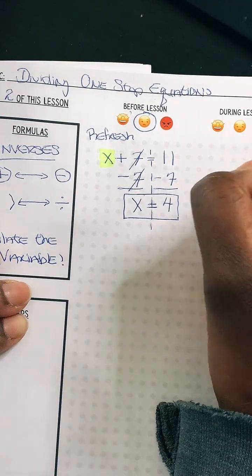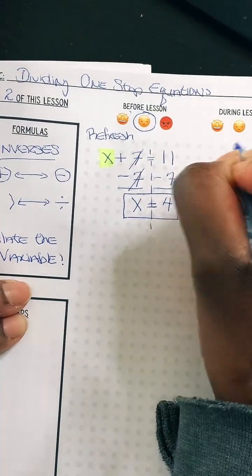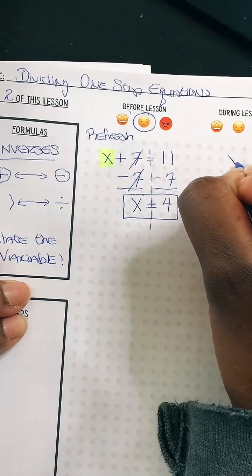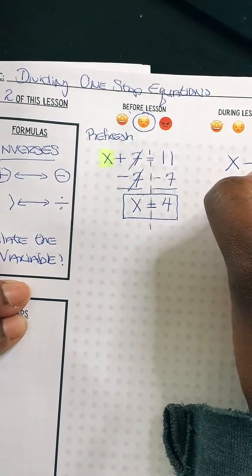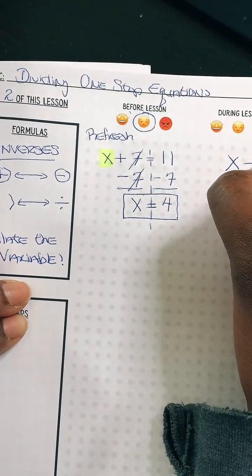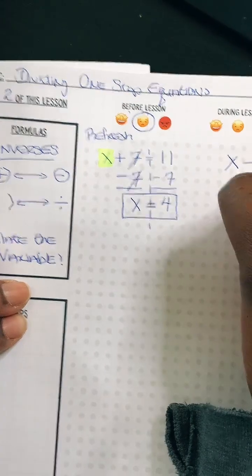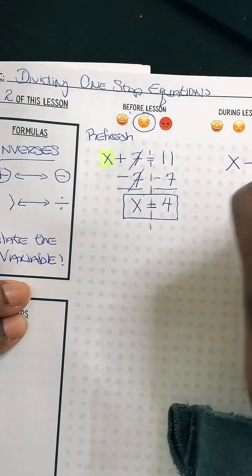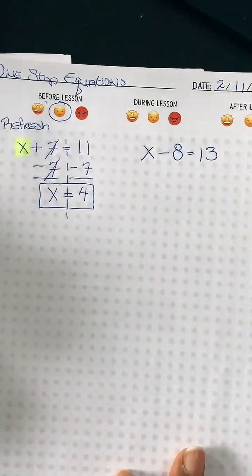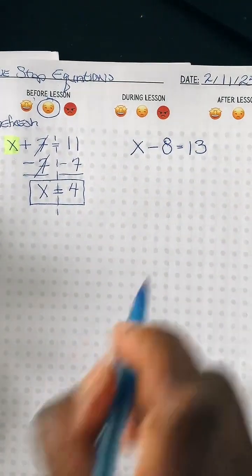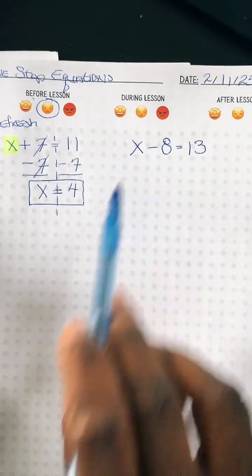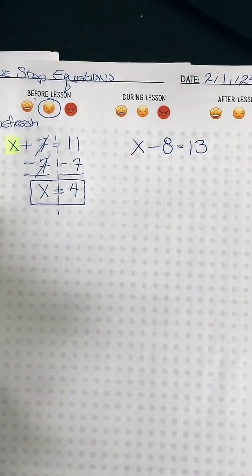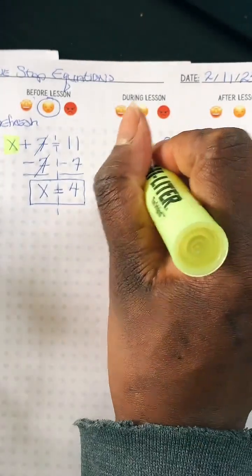So now what happens if I do, let's go with another example. Let's say x minus 8 is equal to 13. So let me slide that over. I want to isolate my x. We want to get that variable by itself.